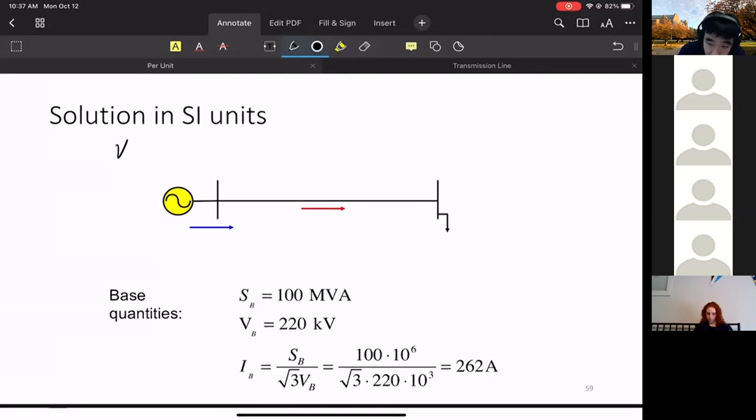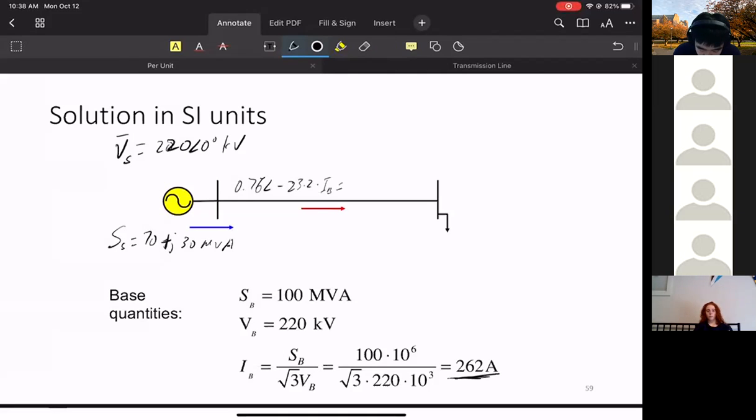So from the source, we have information from before, this 220. The sending end is 70 plus j30 MVA. The line flow current is really simple. You take this base and then multiply by whatever line current we got. It's a straightforward multiplication. So this is the per unit current we had, which is 0.76 angle minus 23.2, multiplied by the base current, and we get 199 angle minus 23.2 degrees.